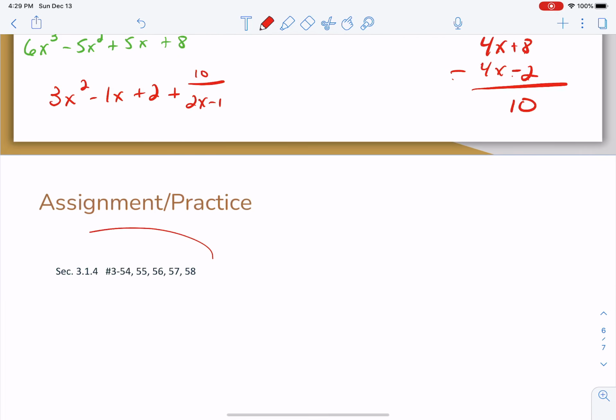Practice problems for this section is 314. Make sure you are emailing me or bringing additional questions to class.